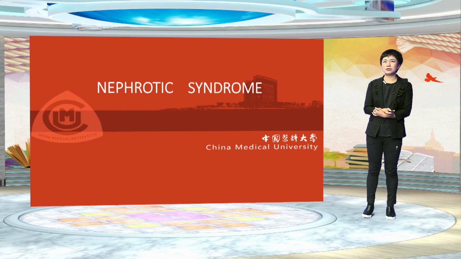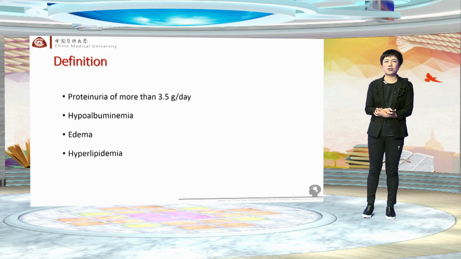Hello everyone. In this part, let's study something about nephrotic syndrome. Nephrotic syndrome is defined by proteinuria of more than 3.5 grams per day, accompanied by hypoalbuminemia, edema, and hyperlipidemia. In practice, many clinicians refer to nephrotic range proteinuria regardless of whether patients have the other manifestations of the full syndrome, because these are a consequence of the proteinuria.